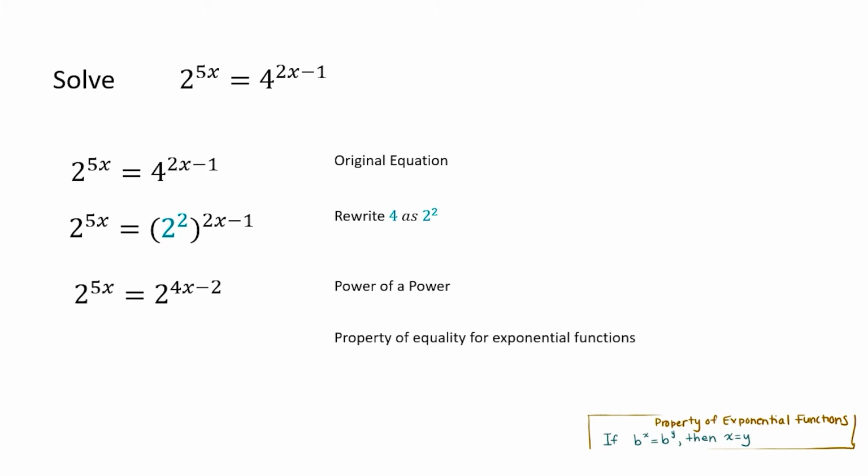Now we can use the property of equality for exponential functions. So therefore, we see 5x equals 4x minus 2. We simply need to subtract 4x from both sides. So we end up with x equals negative 2.